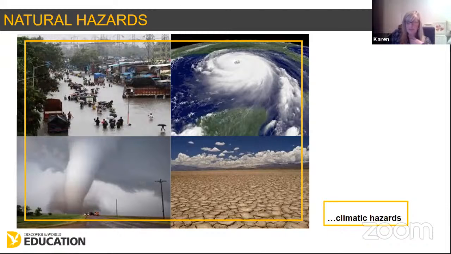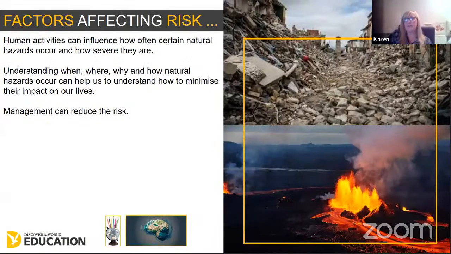Now, when it comes to looking at natural hazards, we have to look at the factors affecting risk, because a natural hazard in itself, unless there is a risk associated with it, doesn't really pose much of a hazard. So we have to look at human activities and how they influence certain natural hazards and how they occur and how severe they are. Understanding when, where, why, and how natural hazards occur can help us really understand how to minimize their impact on our lives. And that is really, really important, because what we are looking at here is the risk to humans, the risk to property, the risks to towns, to infrastructure, all of that sort of stuff.